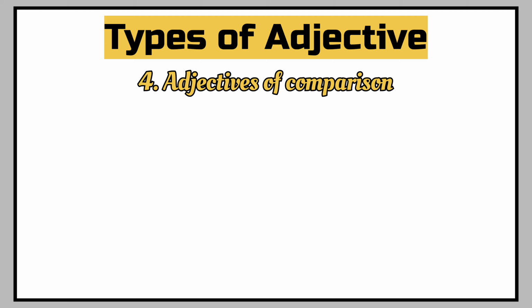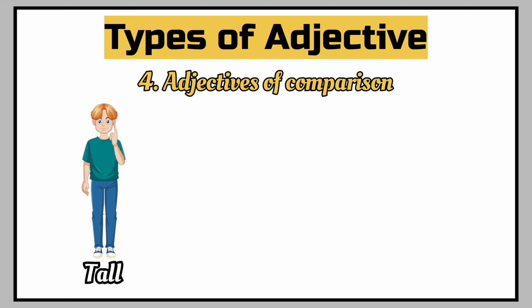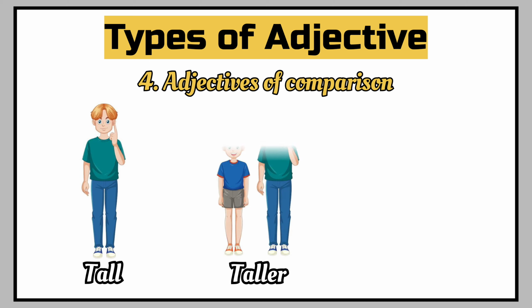Now, let's look at some comparison examples. First, we have the positive form. Tall. It simply describes one thing. For example, the boy is tall. Next, we have the comparative form, taller. We use this when comparing two things. For example, John is taller than Sam.